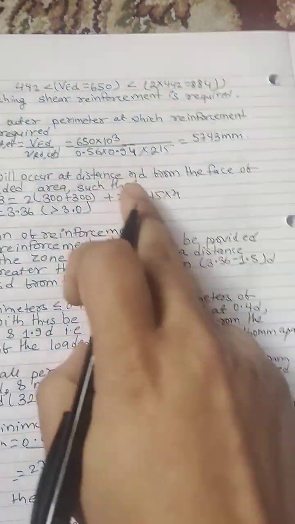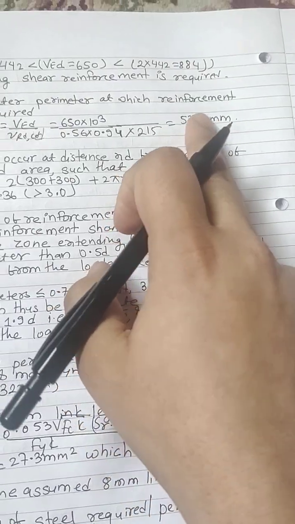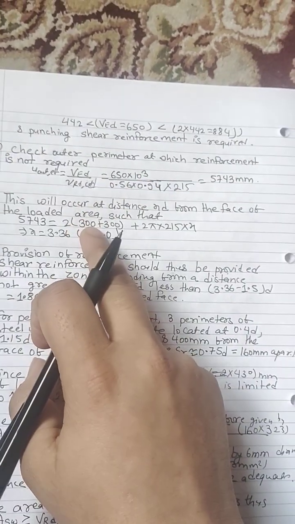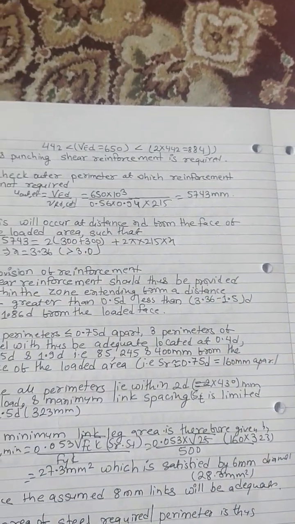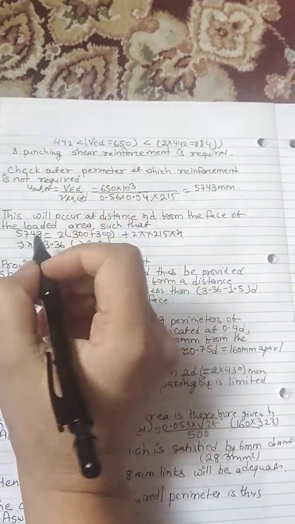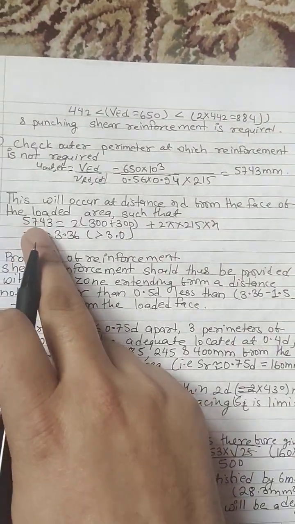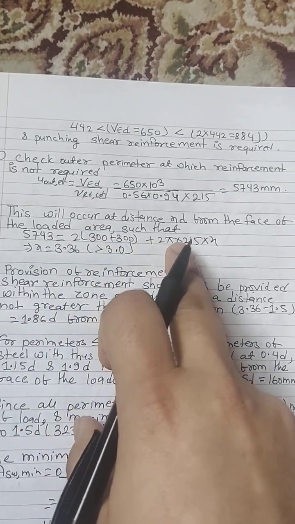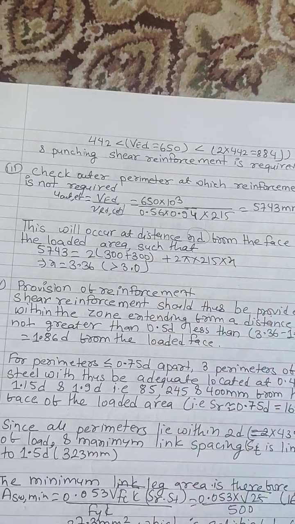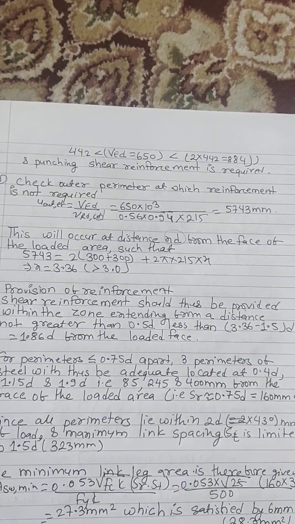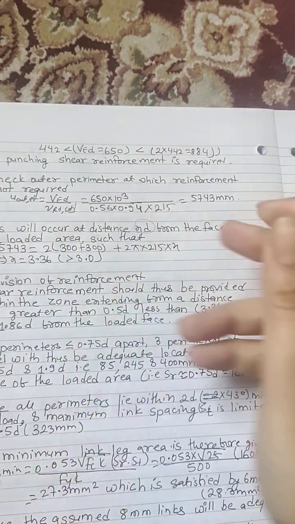We got the uout. At this distance we do not need the reinforcement, so this will occur at a distance xd from the face of the loaded area. So we have the loaded area, it will be in the xd direction. Then we calculate the value. We have the overall value here to calculate. The outer distance is 2πxd, and so xd is the distance. It is distance 2πx, and x comes to 3.36d. It is greater than 3d. Now we need to go on with the reinforcement.